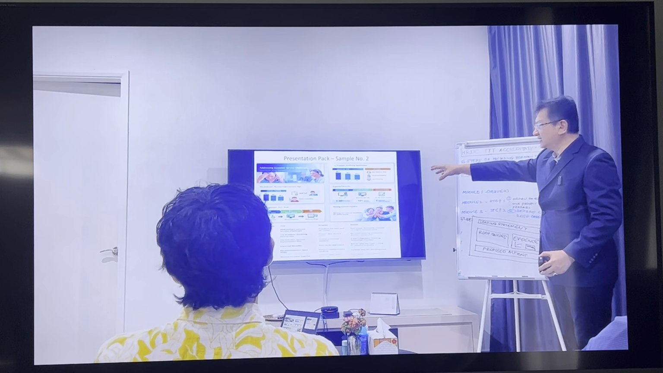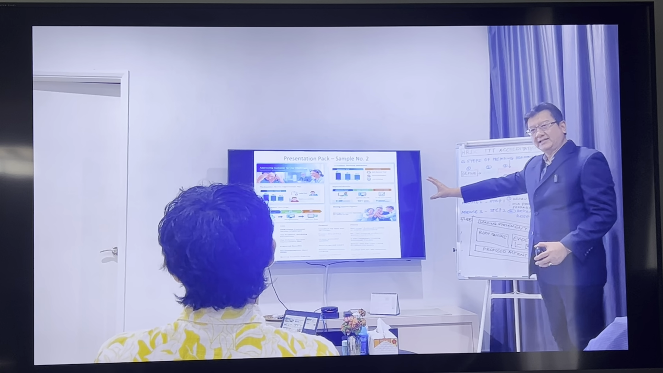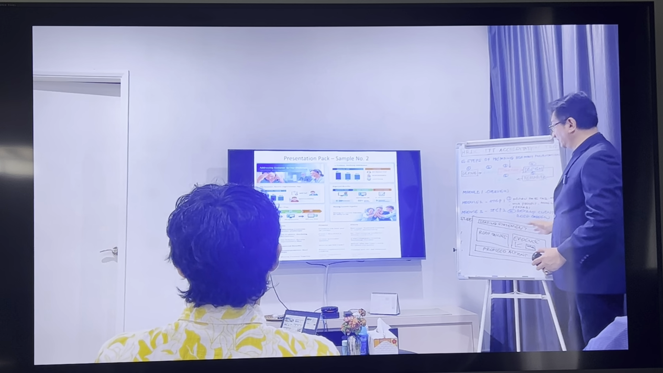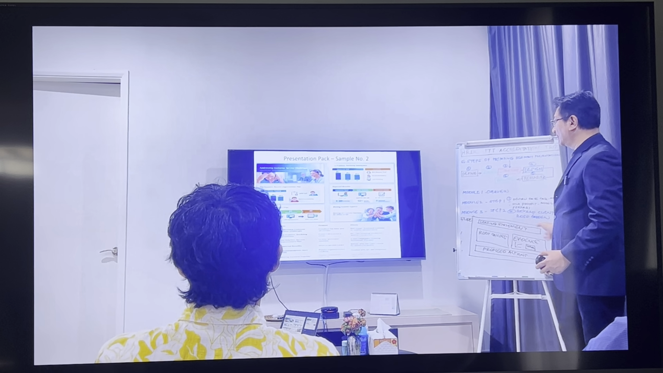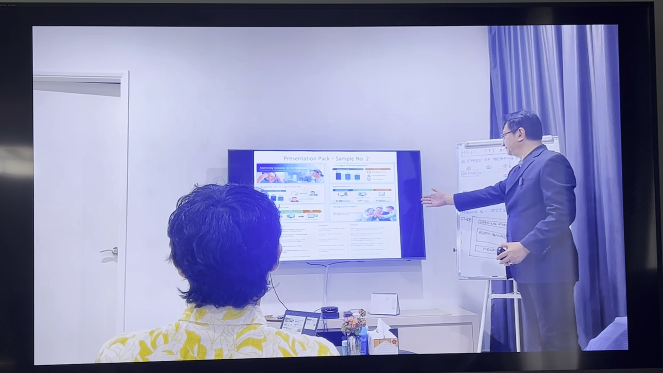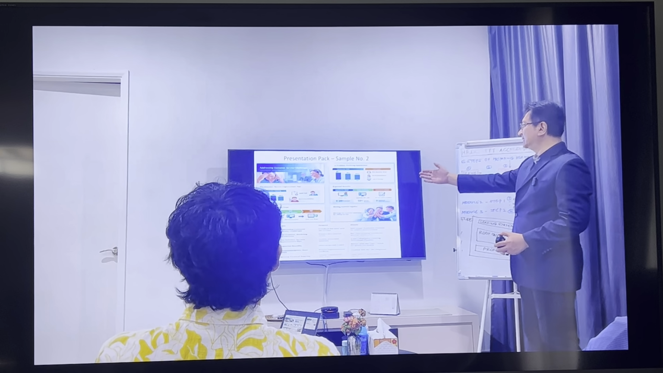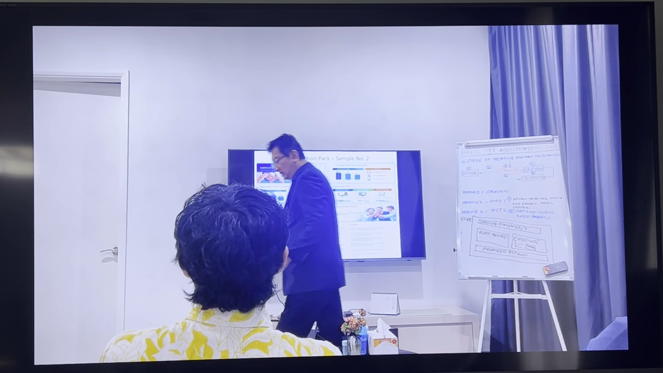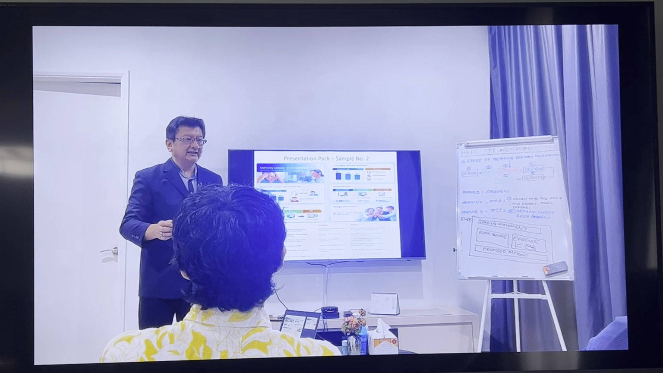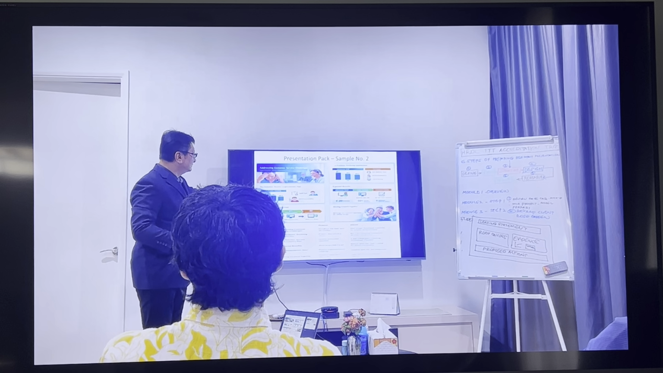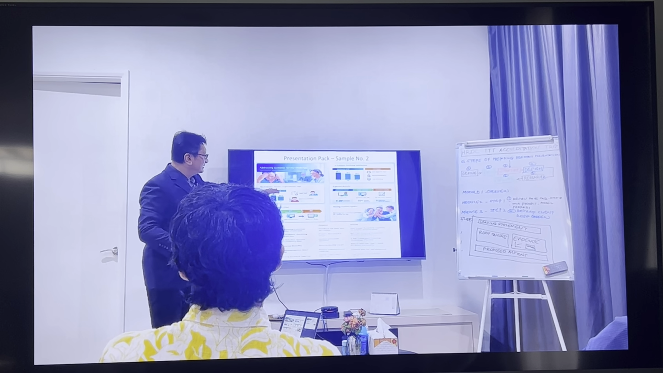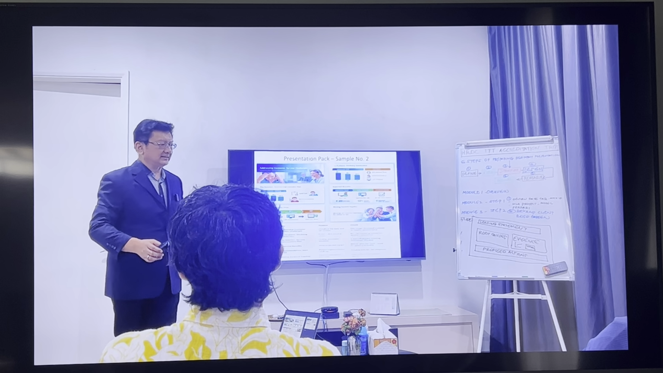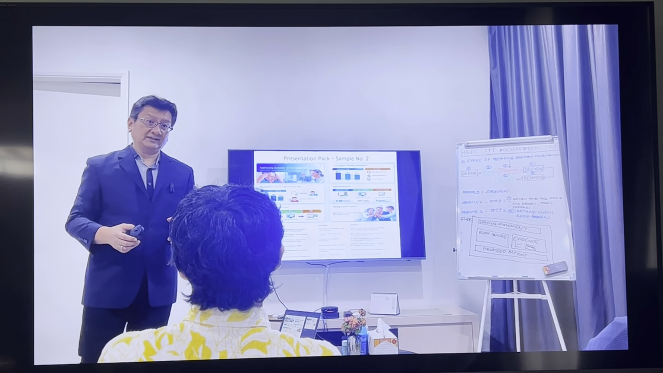And then slide number 3 is basically the solution, the service improvement plan. Then we outline the actionable solution. In this case, we will enhance the training, upskill the staff, and improve the service. How do we improve our service consistency?